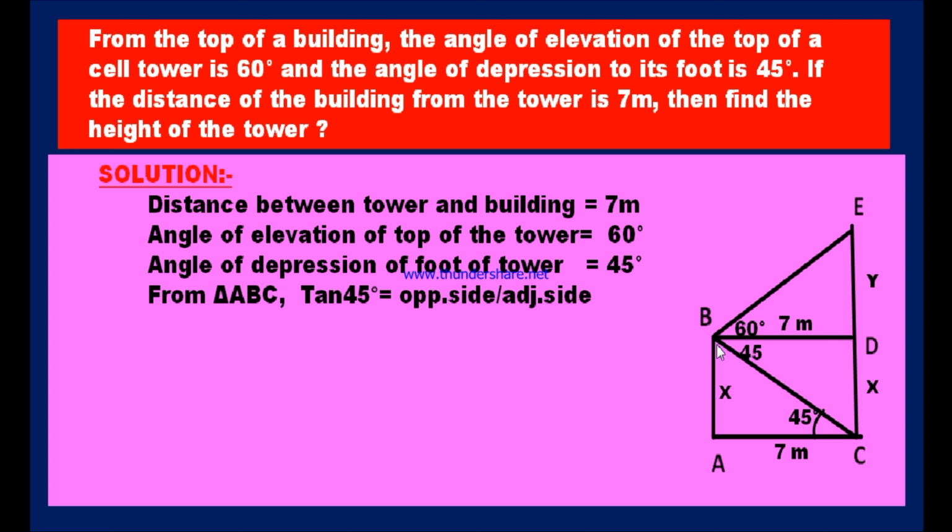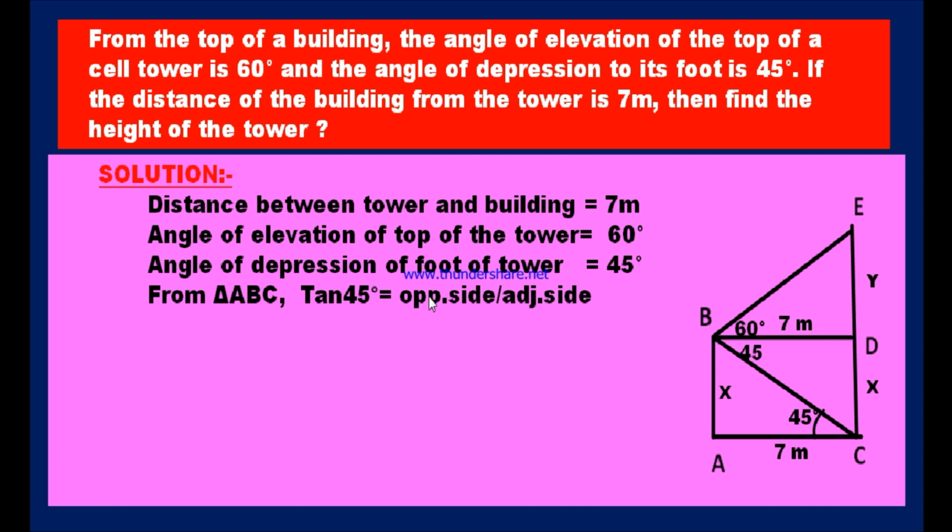From triangle ABC, you see, this is triangle ABC. In this triangle ABC, angle A is equal to 90 degrees because the building is vertical to the ground. And this is the known angle, angle C is equal to 45 degrees. For this known angle, we know the adjacent side and we have to find the opposite side x value.